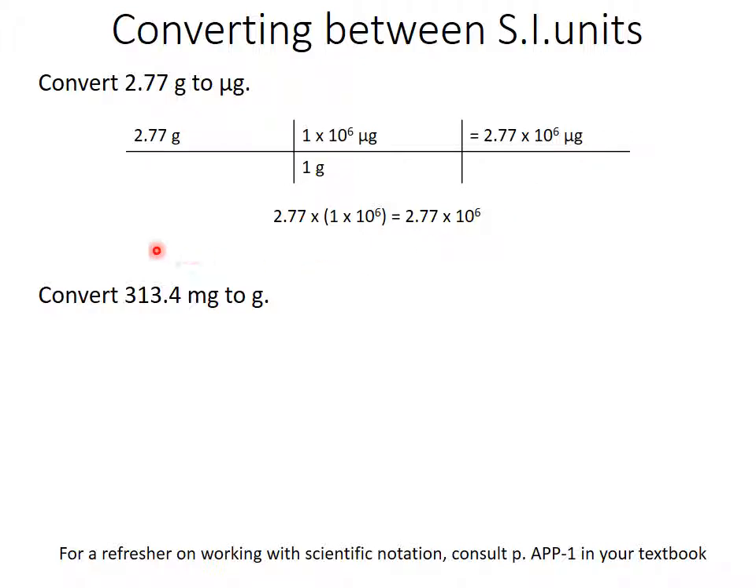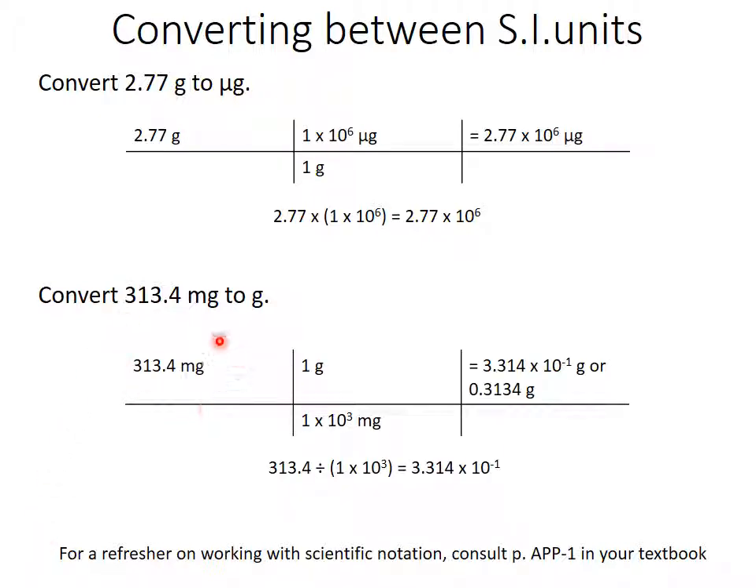Let's go the other way. We're going to convert 313.4 milligrams to grams. We start with our 313.4 milligrams. We know from the prefix that there's going to be 1 times 10 to the third, or 1,000 milligrams in 1 gram. Crunch that. We get 3.134 times 10 to the minus 1 grams. Note, we've gone from a smaller unit to a larger unit. Therefore, we have to go from a larger number to a smaller number. We need fewer units of the larger unit to count the same value.